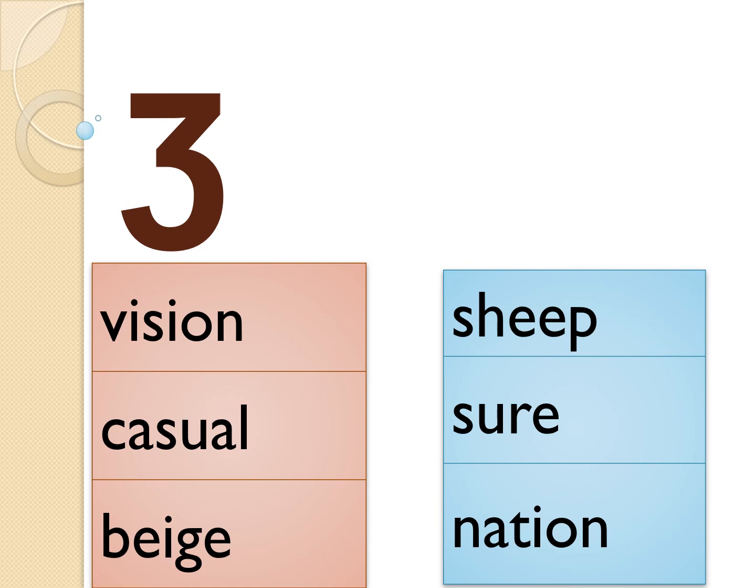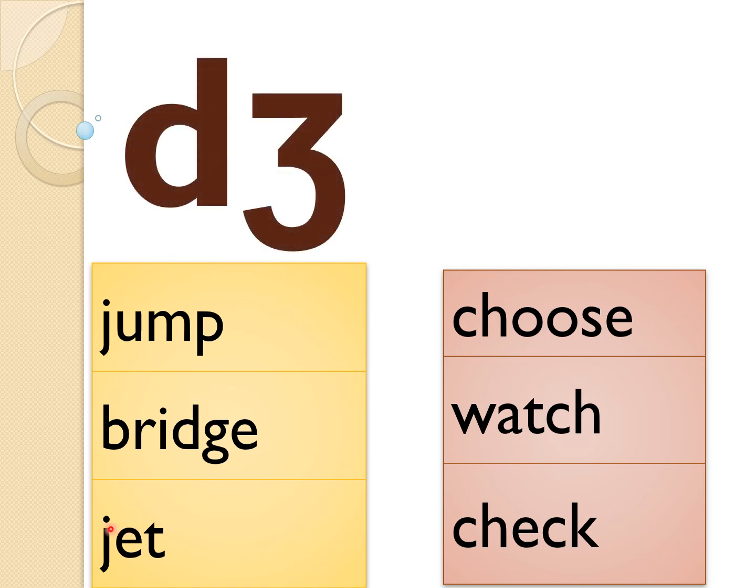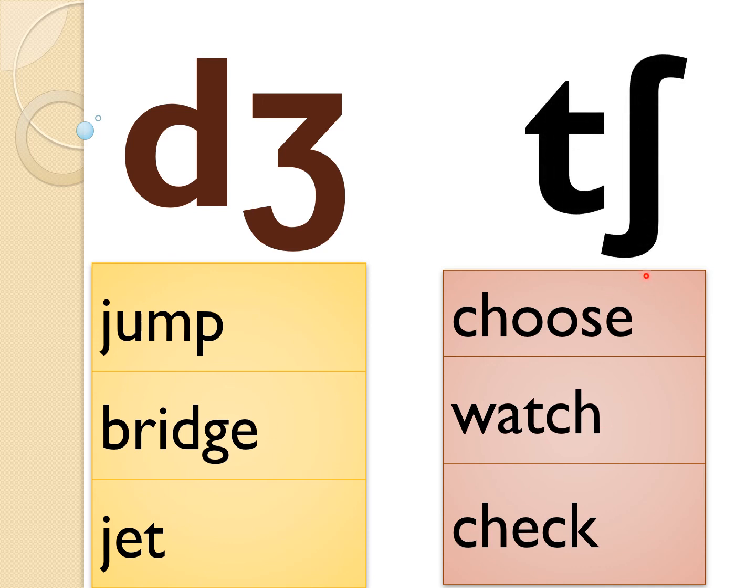Second list: sheep, sure, nation. It's the sound sh. This is the symbol. Next, jump, bridge, jet. The sound is j. This is its symbol. Choose, watch, check. The sound is ch. The symbol is ch. Okay, so ch and j.